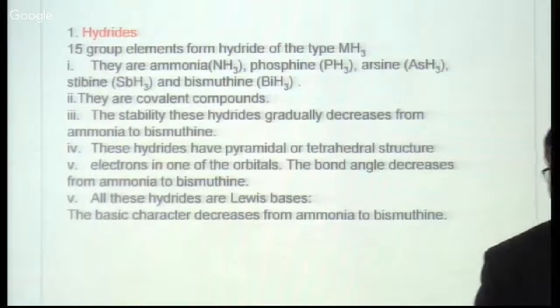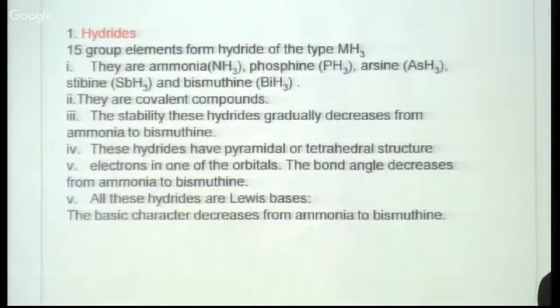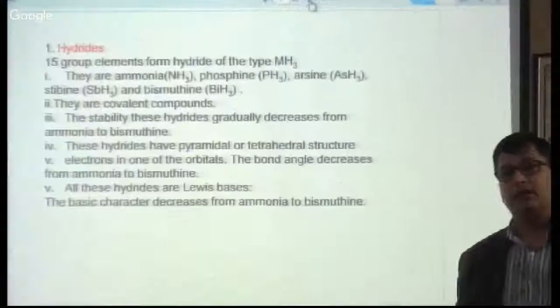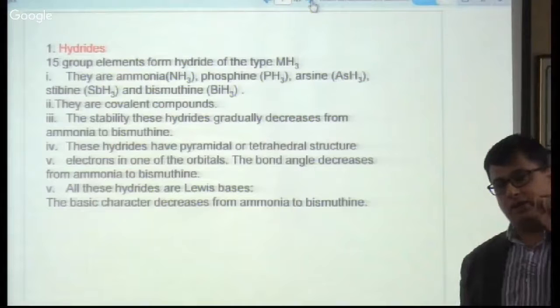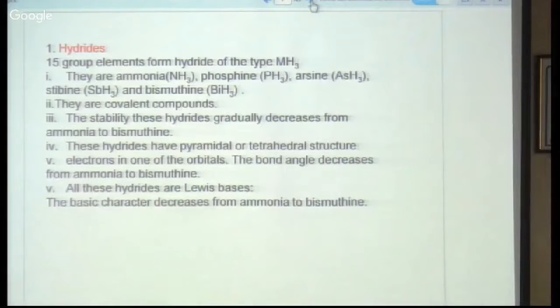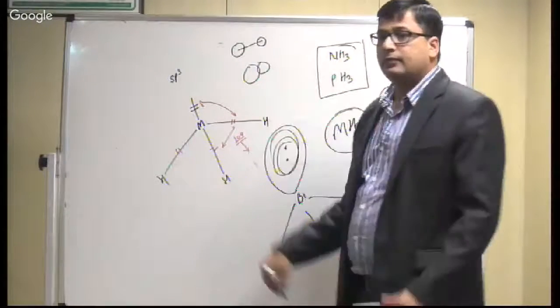Why are these Lewis bases? Due to the presence of a lone pair, so they can easily donate the lone pair. If you increase the size of the atom, the availability of the lone pair decreases, so the basic strength decreases. So ammonia is highly basic in nature, and BiH3 is least basic. Why is BiH3 least basic? Because the lone pair is present in a very big orbital, so the availability of the lone pair is very low.